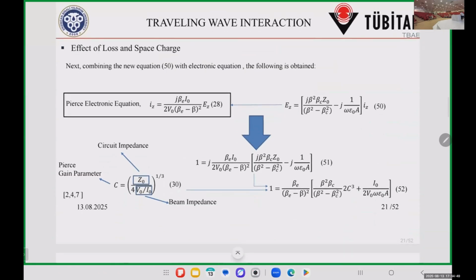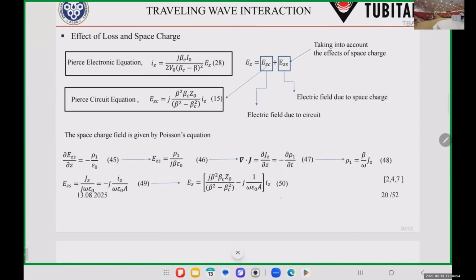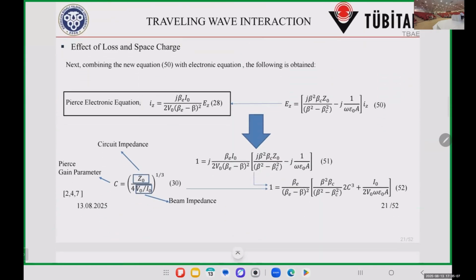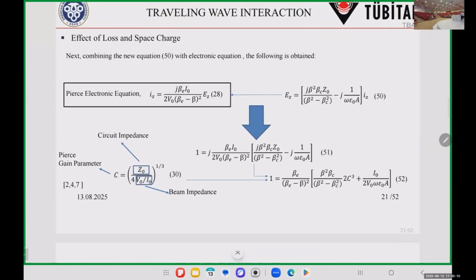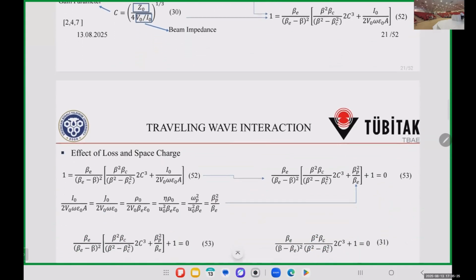Next, after this process, we obtain equation 50. If we combine equation 50 and equation 28, then we can obtain another equation here. If we combine these equations, we can write equation 52 here. Yes, this equation.